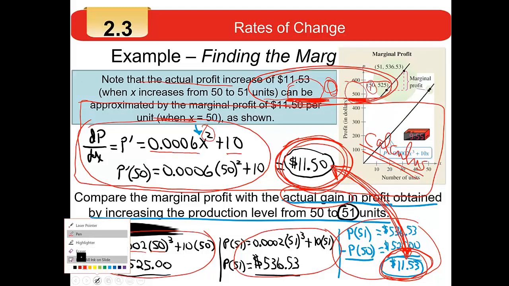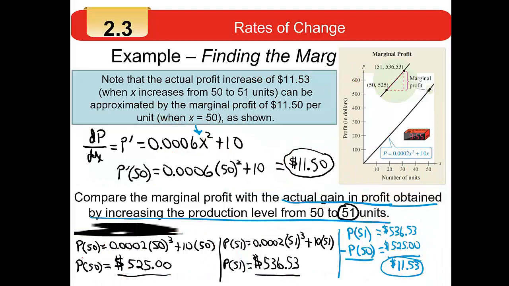I'm going to let that go now and finally end by saying, note that the actual profit of $11.53 in going from 50 to 51 units is approximated by this marginal profit, which was so easy to calculate. That's the last time I'm going to say that for this problem. I'm trying to emphasize how much better doing it using the derivative is than using the average, which is a rise over run, which is typically a tedious calculation, to get an answer that's probably good enough.